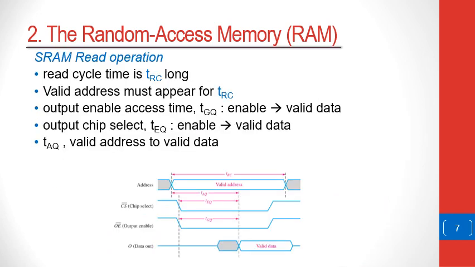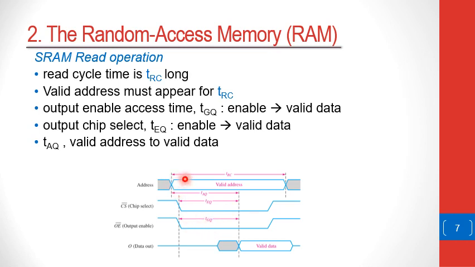The figure below shows a read operation for an SRAM, a read cycle. The length of the read cycle is called TRC. In this case, this is the length over which a valid address must be placed on the address bus. Now, this TRC depends on a number of durations. For example, it depends on TGQ.